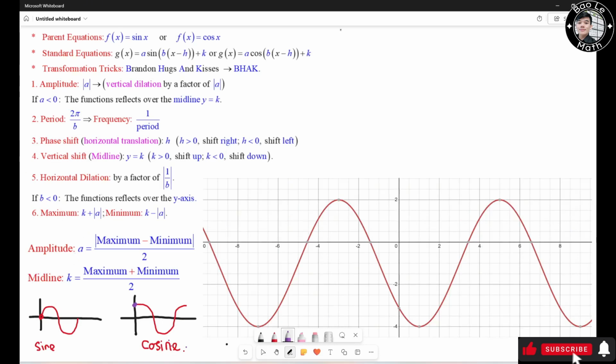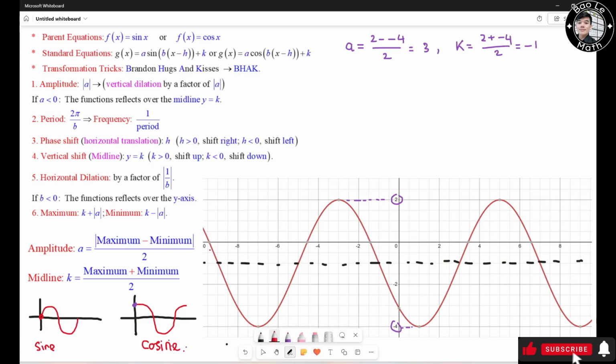We need to find A. So A equals maximum subtract minimum divided by 2. So maximum is 2, right? Minimum is -4, right? So 2 subtract -4 divided by 2, so it's going to be 3. Now, the midline K equals maximum plus minimum divided by 2. So it's 2 plus -4 divided by 2, which is -1. So I need to draw the midline y equals -1, right? Alright, so I label this line y equals -1.